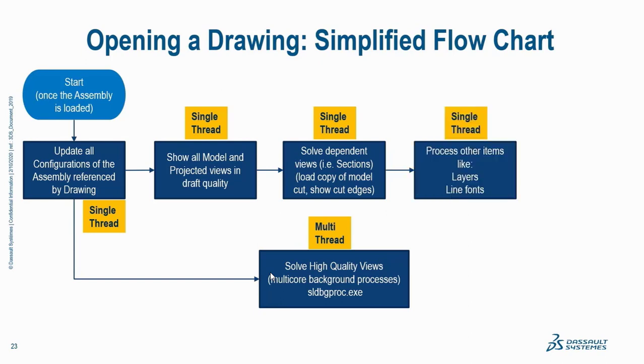Then it will process other items like layers, line fonts, your annotations, your symbols, all this stuff that loads, and finally your drawing will open. So those who are facing heavy or large assemblies take too much time to update and too much time to save, so the user should understand this process is happening. When we build the drawing, we have to build it in such a way that it takes less time to process.